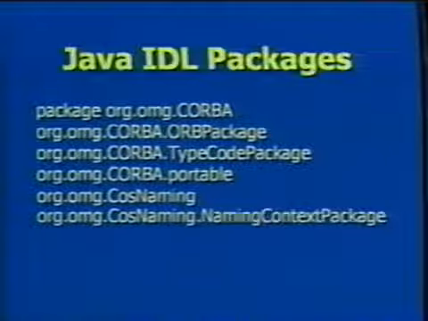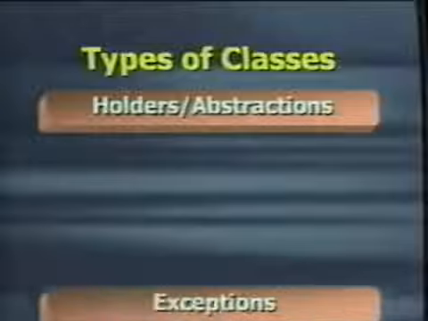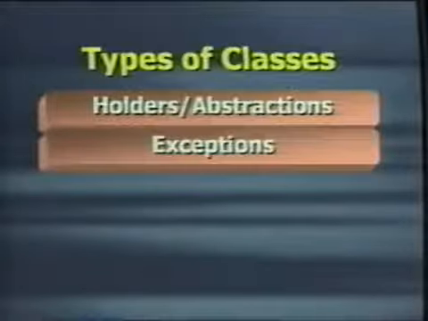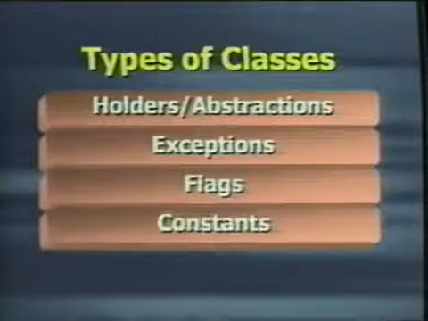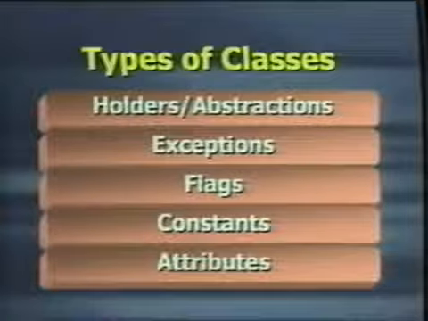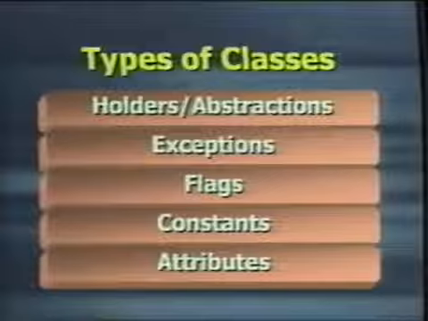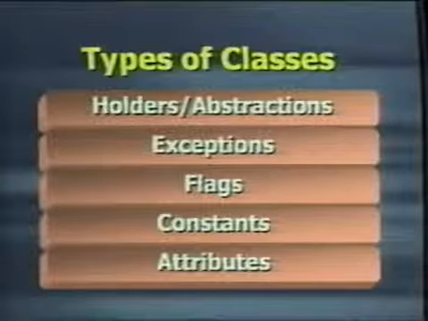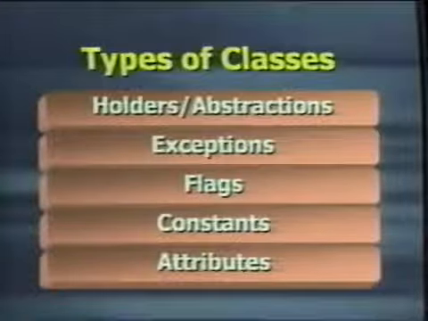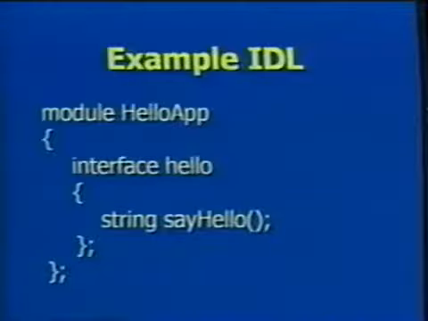Now, these classes, there's a number of different types. There are holders and abstractions for data types. There's exception classes, flags, constants, attributes. There's a number of different types of classes that support the various incarnations or abstractions that you use in the CORBA system.